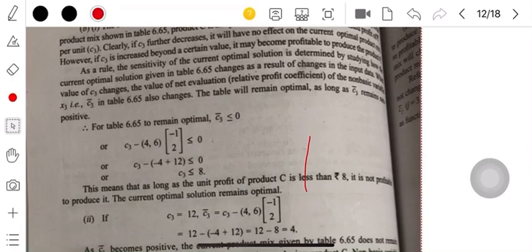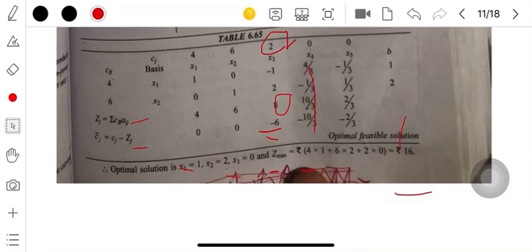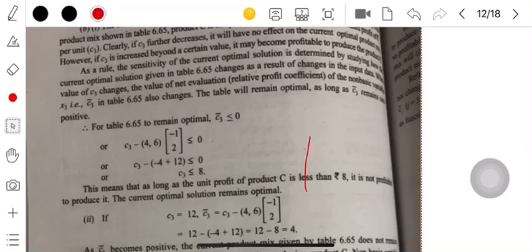So C3 minus, what they have done is that this is 4 6. How to get the value of this? 4 6 minus 1 2. So C3 minus 4 6 1 2 should be less than or equal to 0. So C3 should be less than or equal to 8. This means that as long as the unit profit of product C is less than or equal to 8, it is not profitable to produce it. The current optimal solution remains optimal. Okay, so this was the first part.